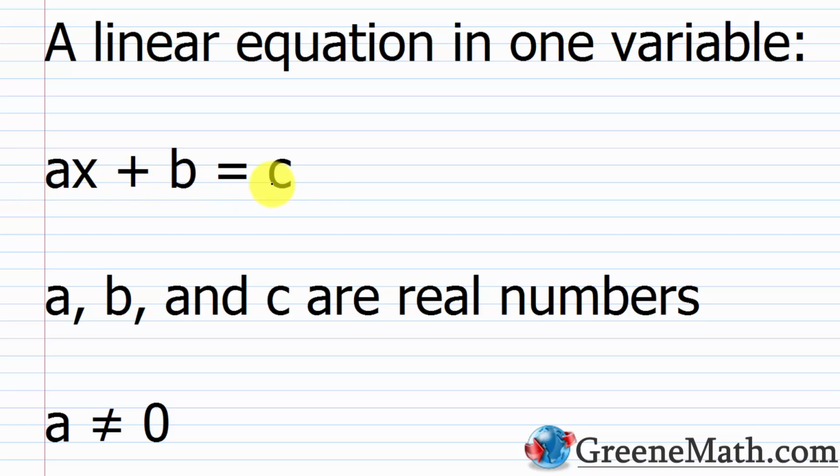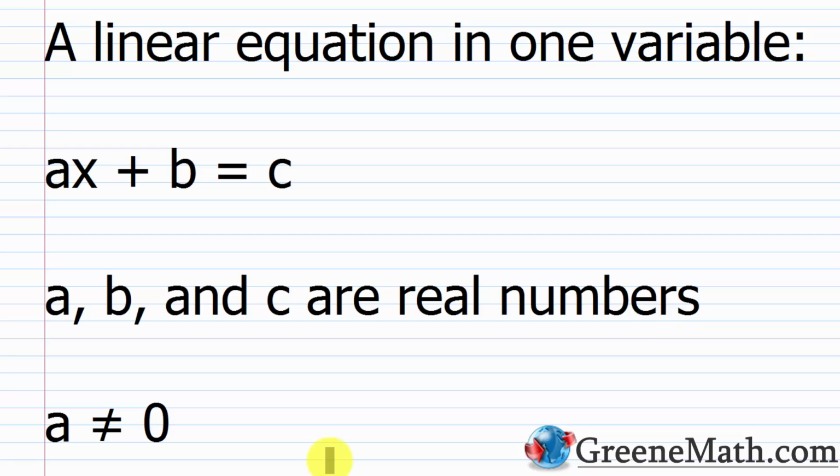It looks like this, and you're probably going to see this in your textbook. ax + b = c. Now, in the previous two lessons, you probably heard me say that a, b, and c are real numbers. We really haven't talked about what a real number is yet, but for right now, just think of it as any number that you can think of.